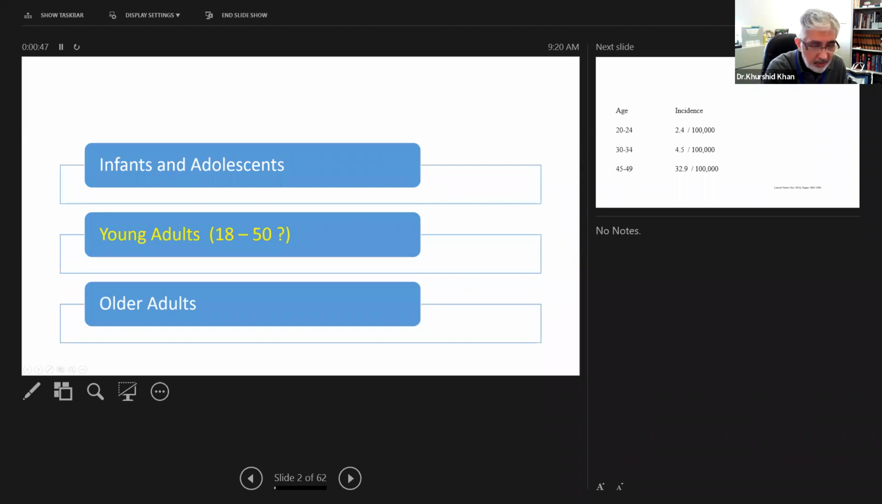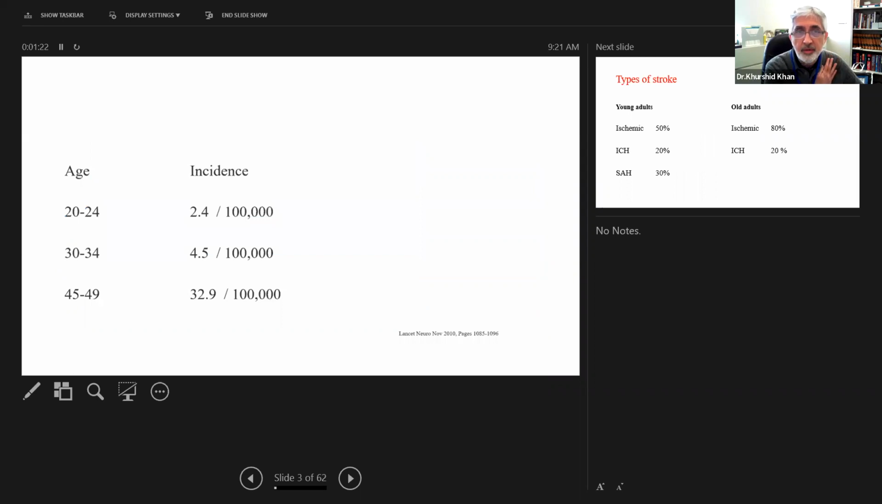The definition of young stroke is somewhat arbitrary because depending on different studies that you read, it could be 18 to 50 or 55 or 60. But nonetheless, that's the age group that we'll be discussing. I'm not going to talk about the infants, adolescents, or the older stroke, although there's not much of a difference between old and young stroke when it comes to management, especially the common etiological reasons or causes that result in stroke. Now, the incidence of stroke does increase with age, even in the younger population.